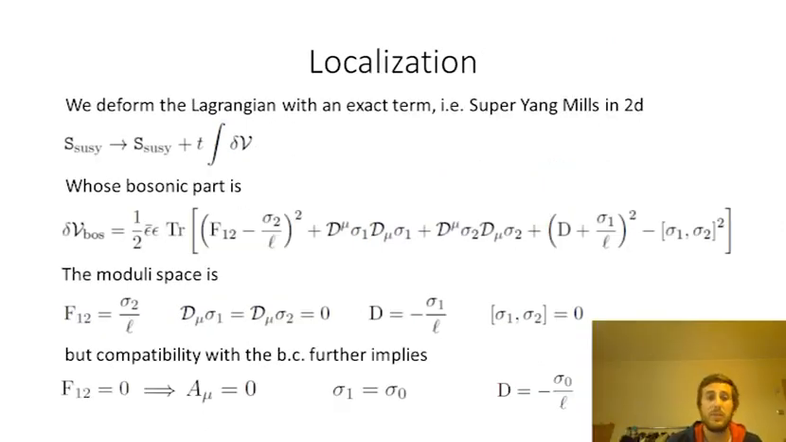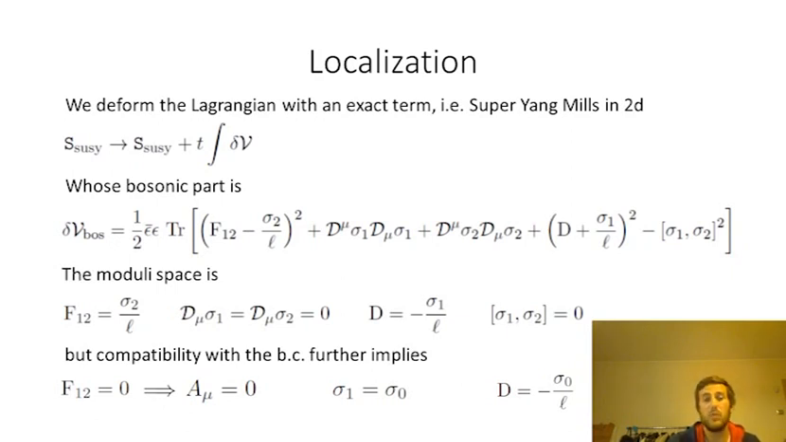Now, once we have a supersymmetric action, we can deform the Lagrangian with an exact term, which turns out to be the Super-Yang-Mills action in 2 dimensions, and then the expectation value of the partition function or any BPS observable will not be affected by this deformation. The bosonic part of this exact term reads like this, and from this we can resolve the moduli space, which is given by the one I reported there.